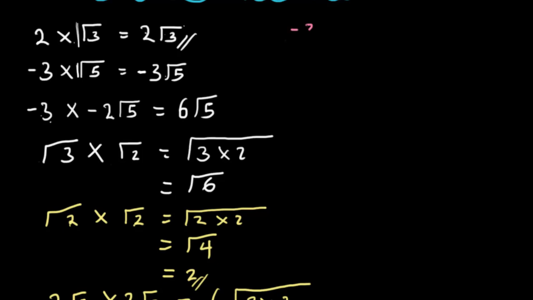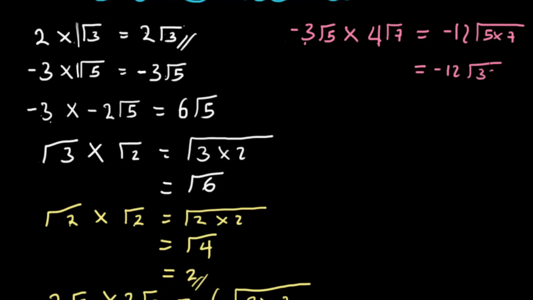So let's say we have minus 3 root 5 times 4 root 7. This will give us, now we multiply the coefficients first. Minus 3 times 4 will give us minus 12. So we have root of 5 times 7. That will be equal to minus 12 root 35. Do you understand?